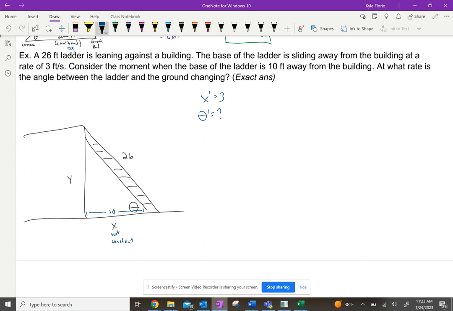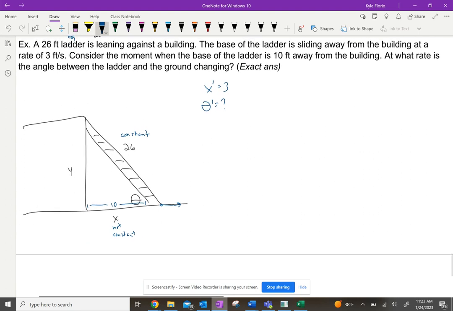So in this case, what's the constant here? Well, as the ladder slides this way, away from the building, the height that the ladder reaches is getting smaller and smaller, but the length of the ladder doesn't change. The length of the ladder is always 26. So this is the constant. We've got to pick a trig function that relates my constant length to the changing length that I know. The changing length that I know is x. That's the adjacent leg. The constant 26 is the ladder.